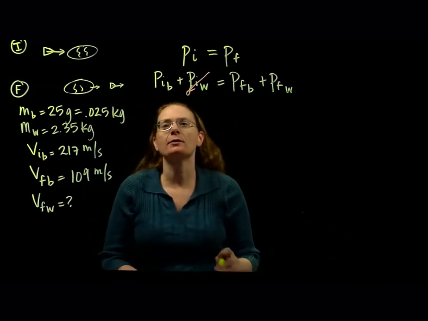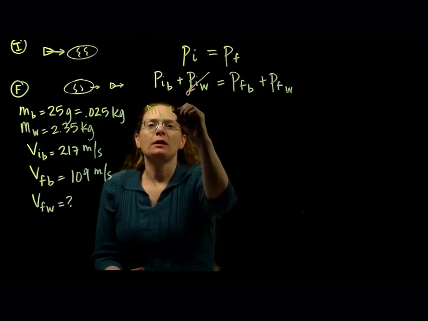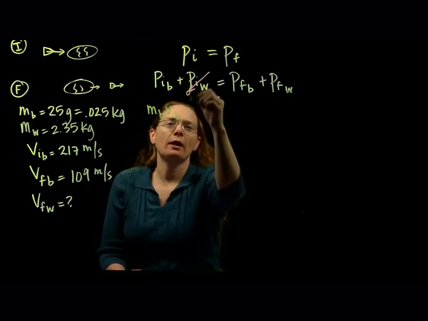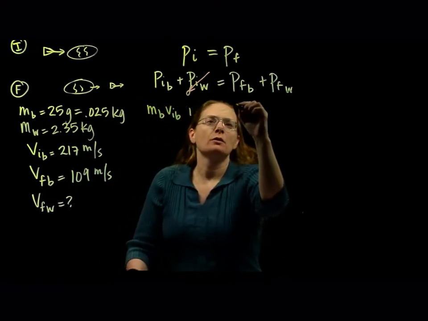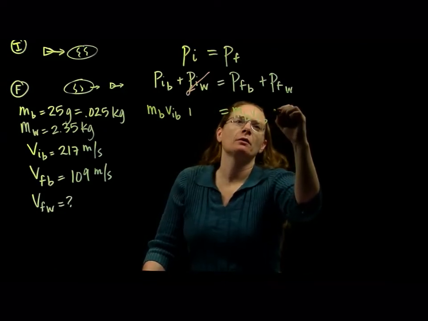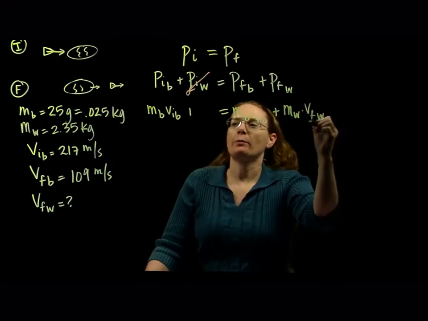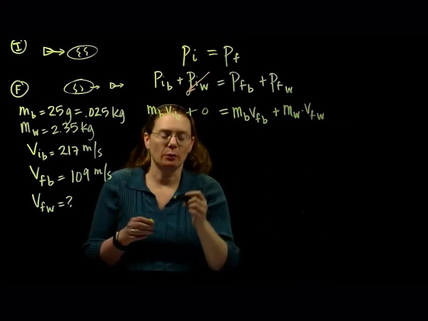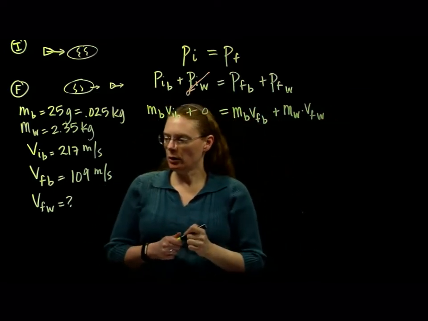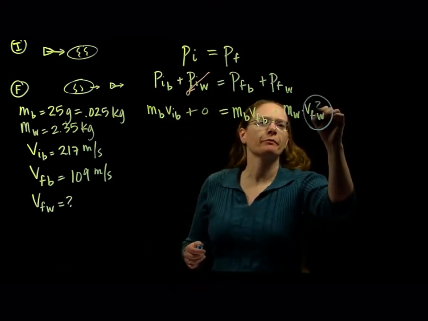Let's do the next one. All right, so mass of the bullet times V initial bullet equals mass of the bullet times V final bullet, plus mass watermelon times V final watermelon. Plus 0 is really what it is. We want to know V final watermelon.